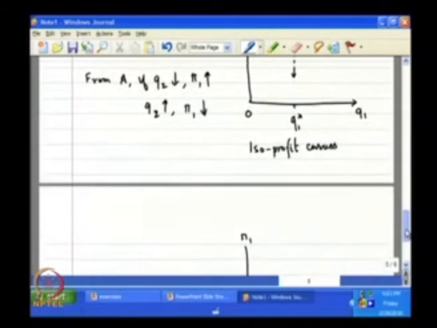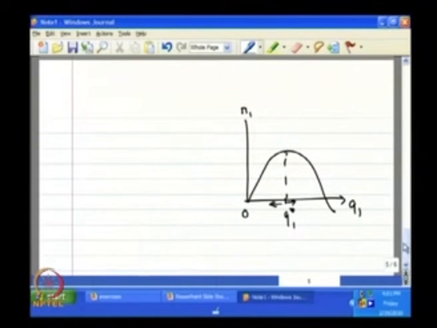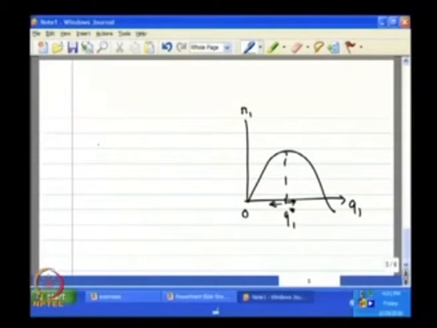Now can we have some specific idea about this function? How does this function look like? For that, what we do is to find out what is the total derivative of this function. We have this pi 1 is equal to pi 1 of Q1, Q2.